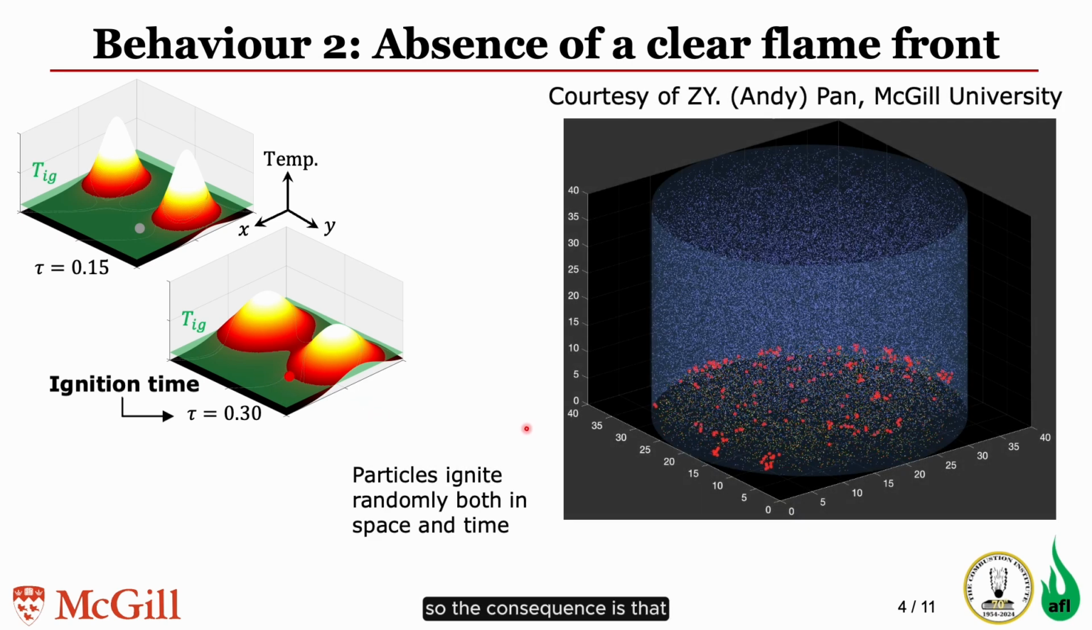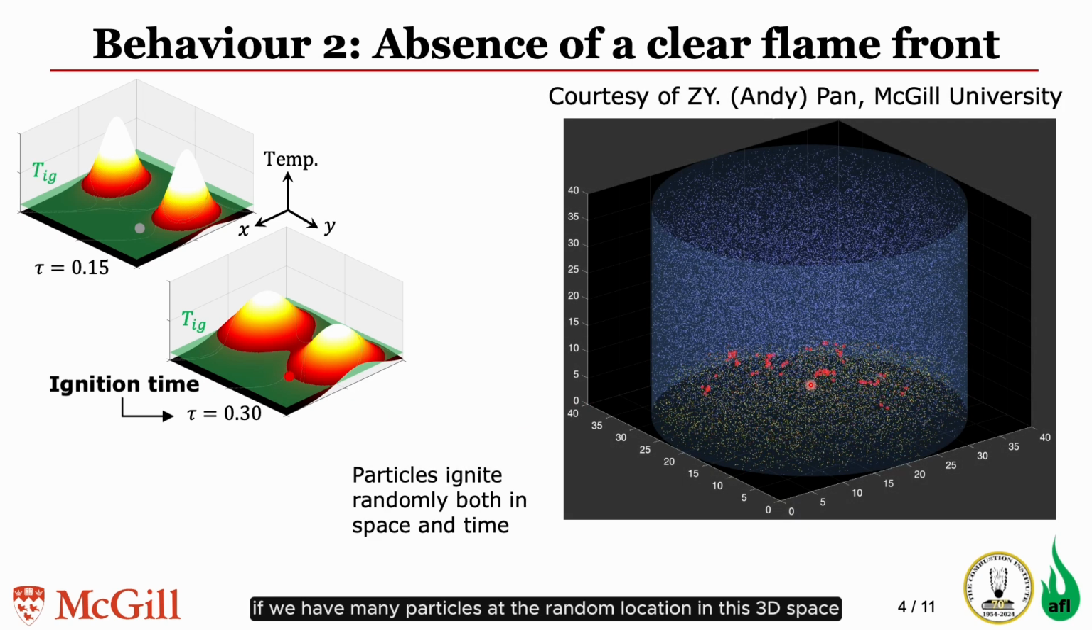So the consequence is that if we have many particles at random locations in this 3D space, we can just see them ignited randomly without any clear sequence. And this is definitely not like the layer by layer emission that we normally see in a gaseous flame combustion. And at certain time steps, we can even see the propagation going sideways in the lateral direction.